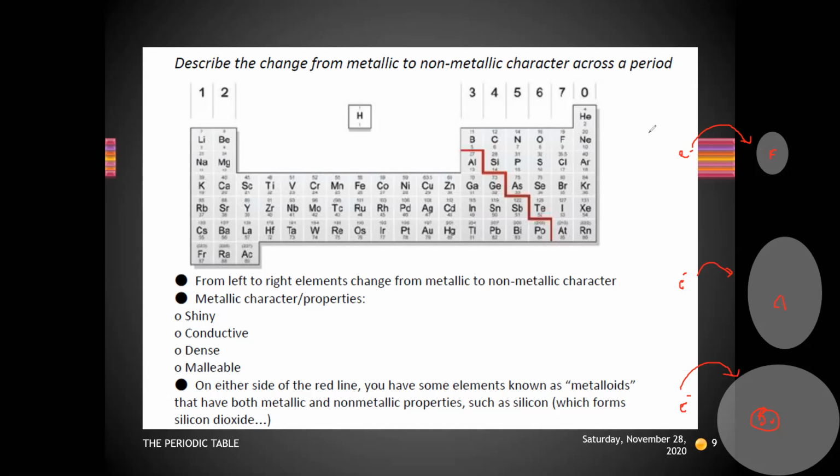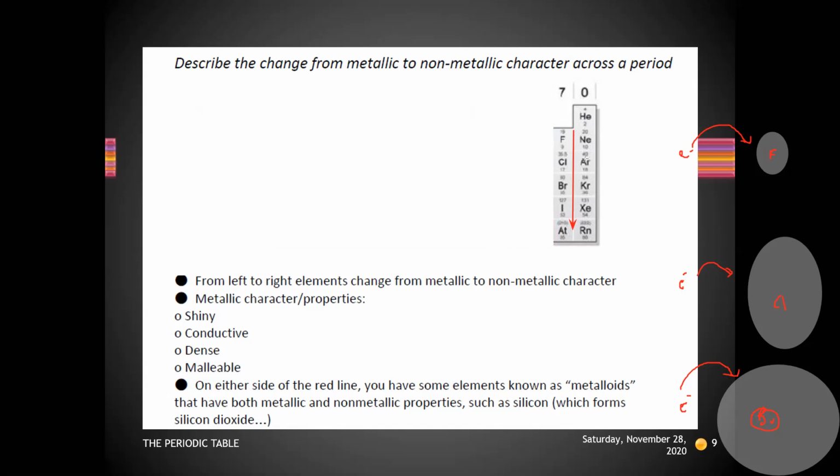So as we go down the group, what do we observe about the reactivity? We observe the reactivity decreases as we go down the group. So it is opposite to group 1. For group 1 metals, the reactivity was increasing, but for group 7, the reactivity is decreasing.